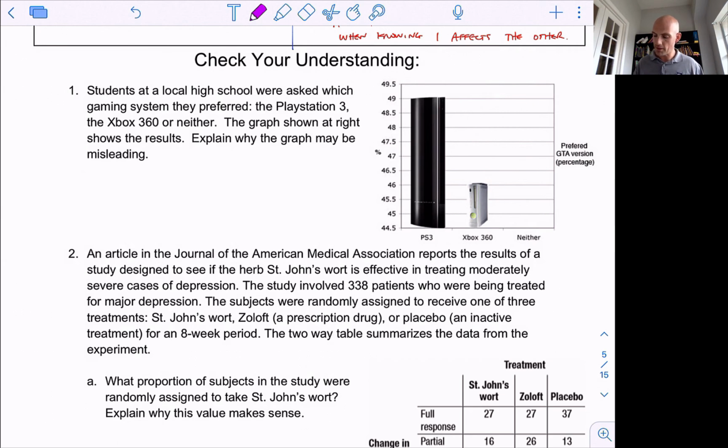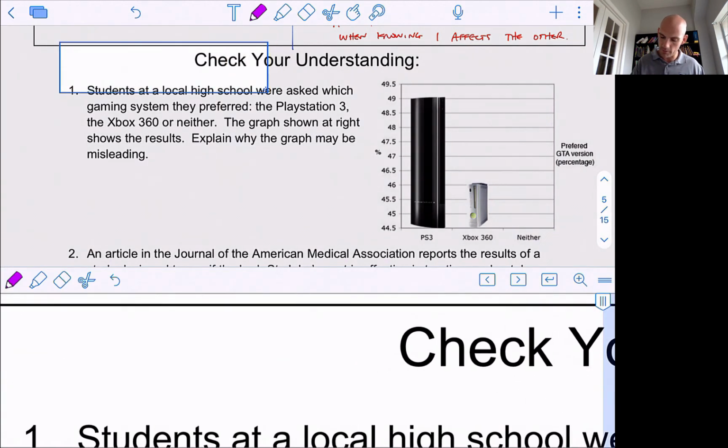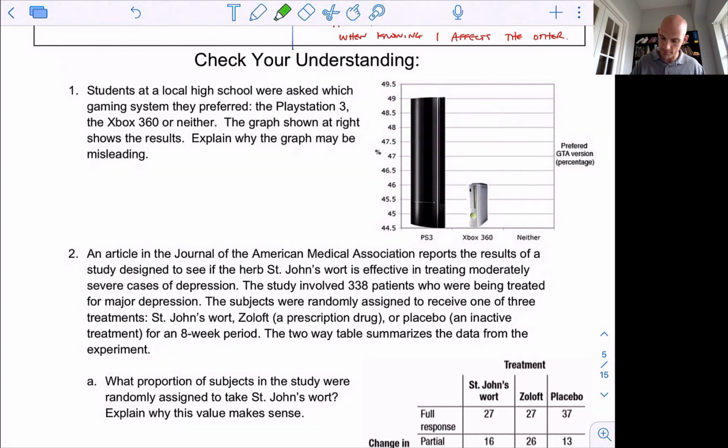We notice a couple things. Check this out here. Look at our vertical scale. It goes from 44.5 to 49.5. Now, this would be percentage. So 46% of people preferred Xbox 360, and 49% of people preferred PS3. Like, the graph makes it seem like they're worlds apart, but really they're not.